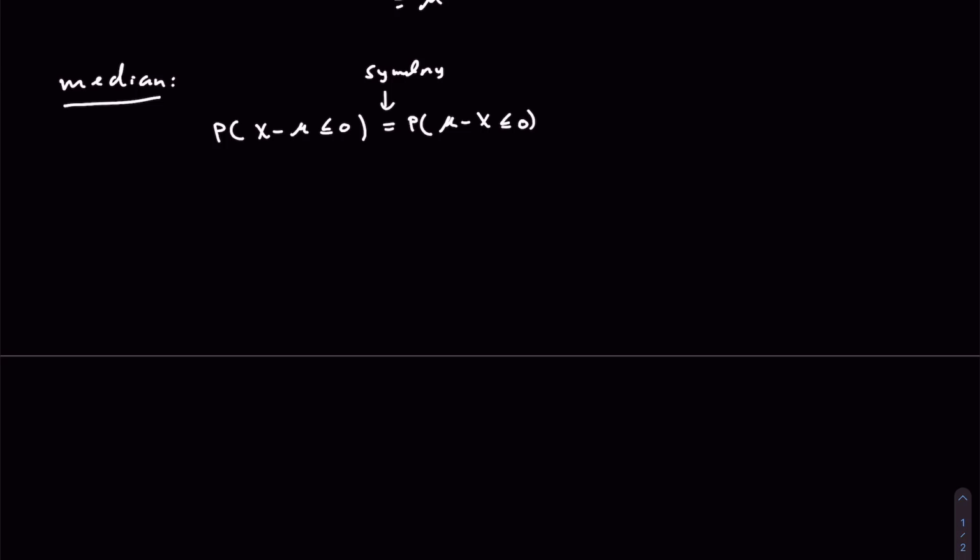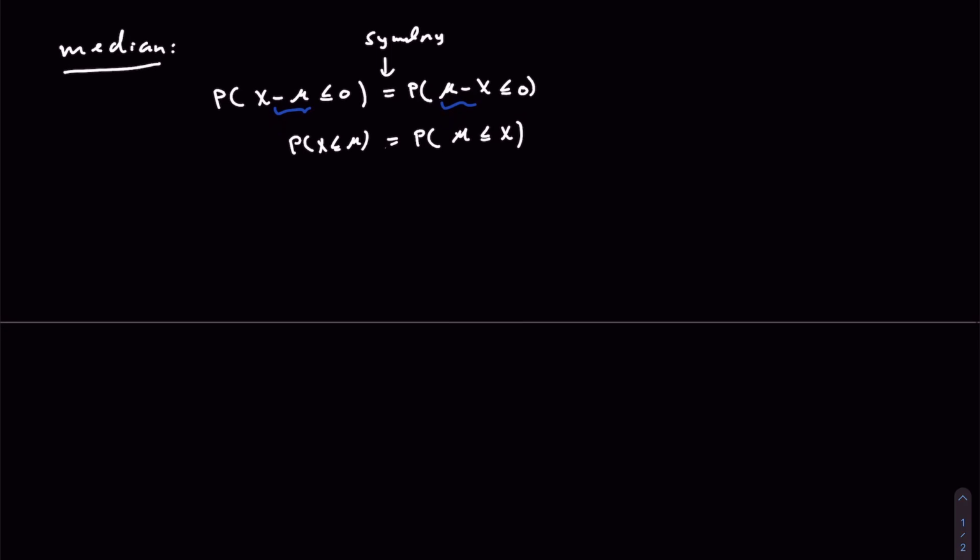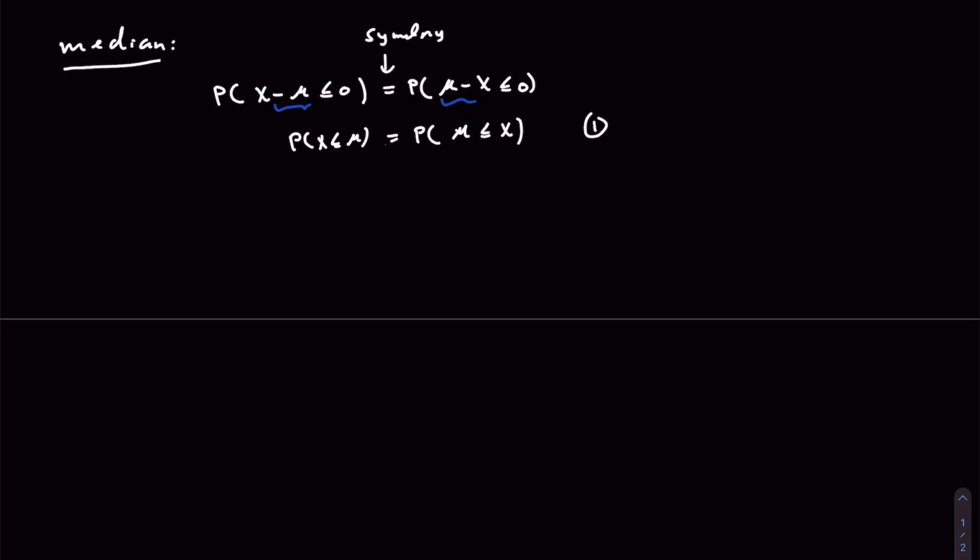So this is now equal to, by pushing the mu's to the right hand side of the inequality, the probability of x less than or equal to mu, and the same here, we get mu less than or equal to x. Okay, so I'll call this identity 1 because we'll be using it at least 2 times in the derivations.